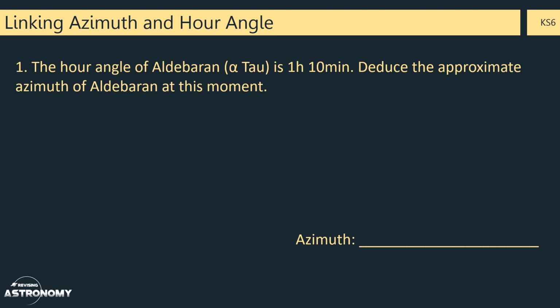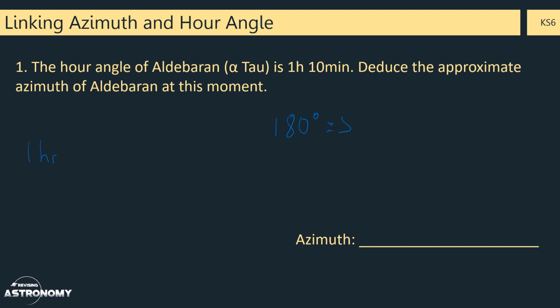In these questions, we're going to be looking at how we link azimuth and hour angle. So the hour angle of Aldebaran is 1 hour 10 minutes. Deduce the approximate azimuth of Aldebaran at this moment. So we're assuming that we're looking south here. So if we're looking south, obviously we're looking at 180 degrees, which is south. And we know that the hour angle is 1 hour and 10 minutes, which means it's moved past.